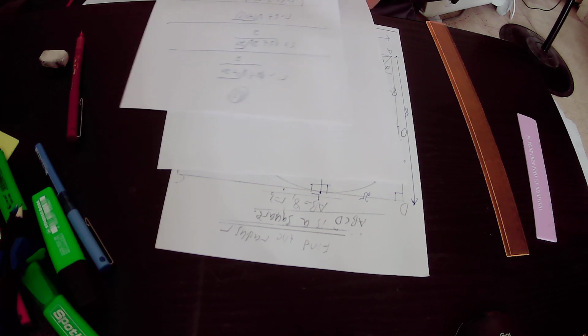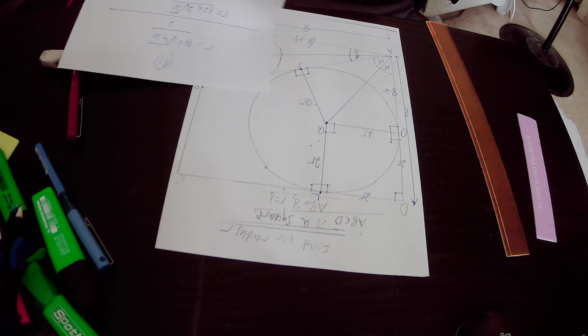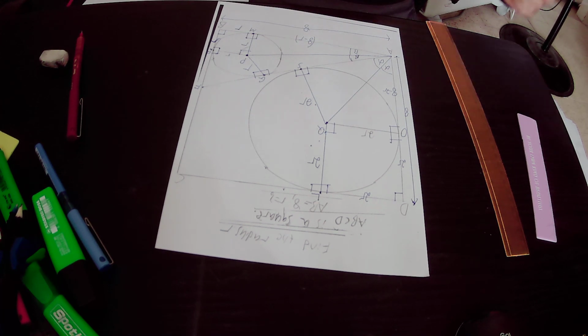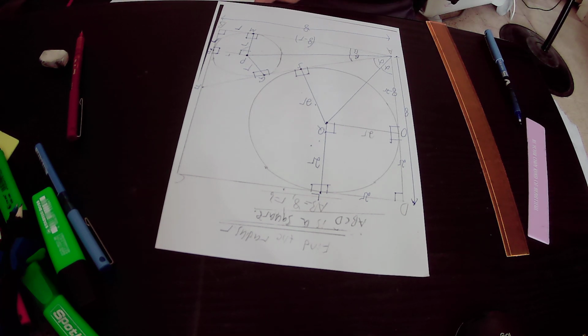So here, actually, we know that the size of one side of square ABCD is 8 units. And we also know that the small circle and also the big circle are located totally inside the square.